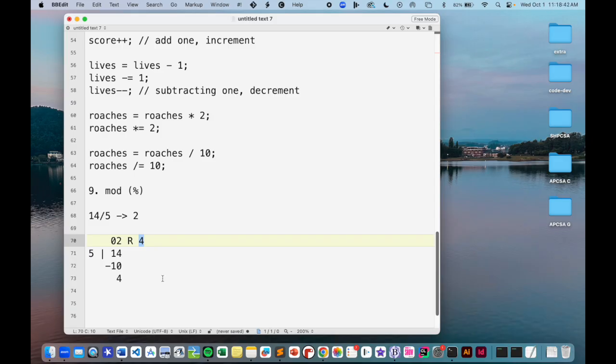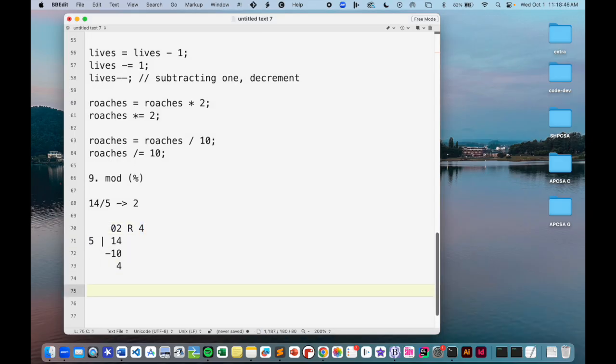Sometimes we care about this number. So what does mod mean? It means give me the remainder. So 14 mod 5 is actually 4, because when I divide 5 into 14, how many are left over after 5 evenly goes into 14 is I have 4 left over.